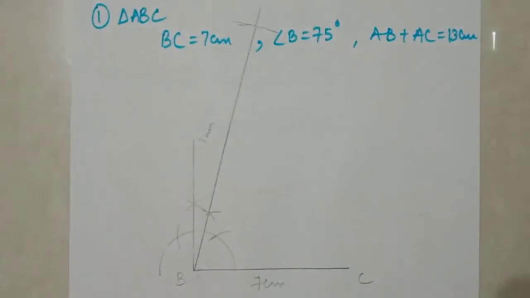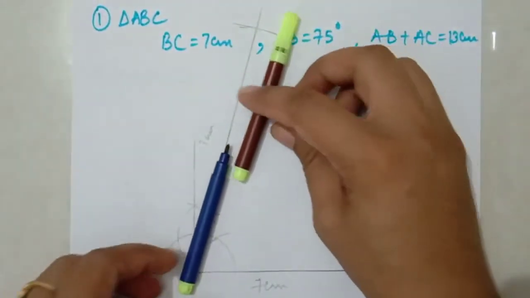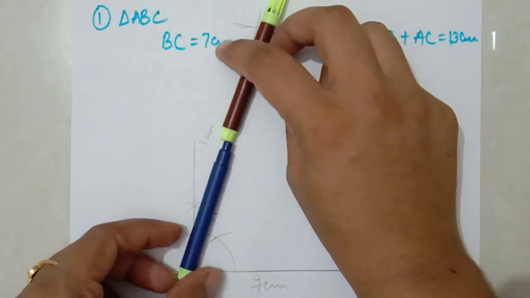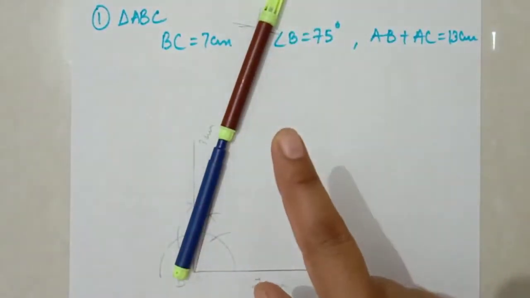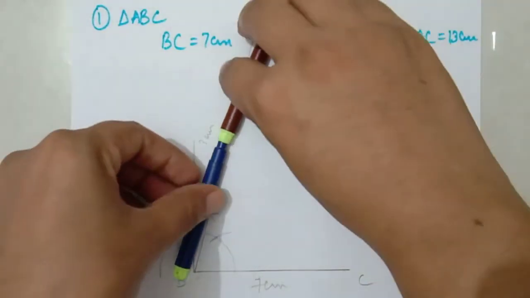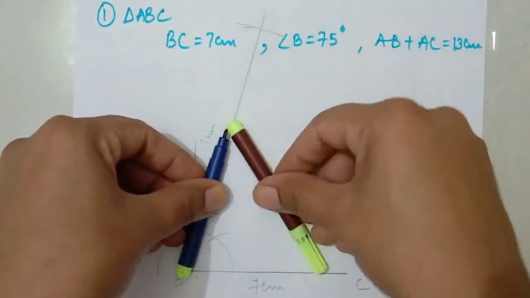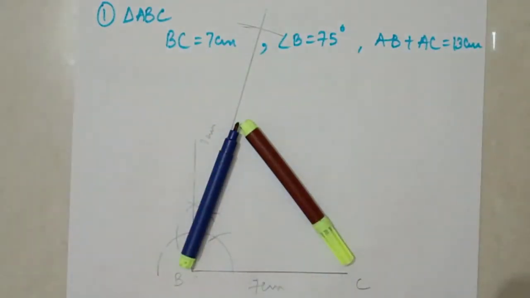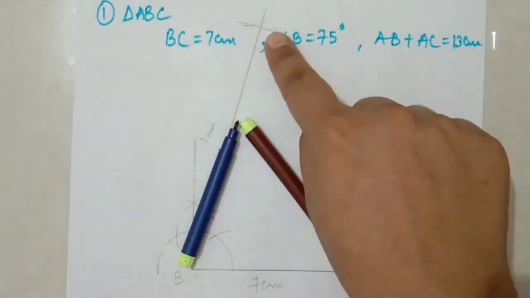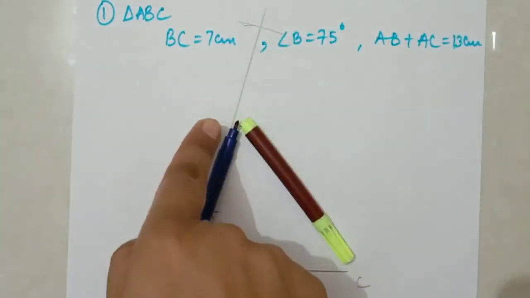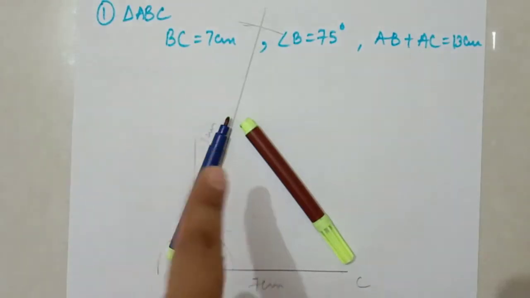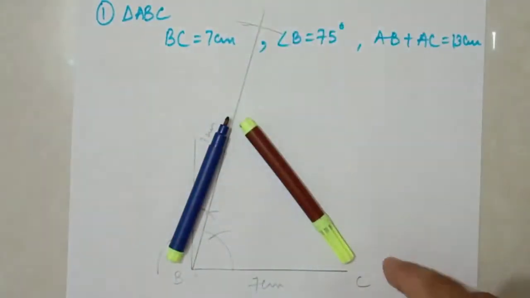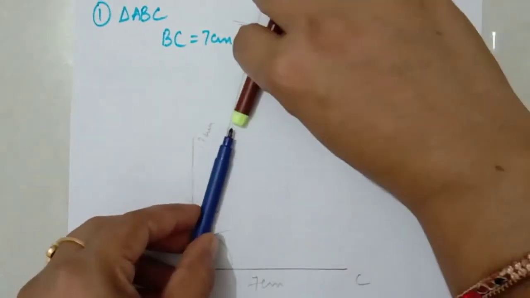No, this is not A, because this is a question in which the sum of the two sides is given. If we want to draw the triangle, then definitely we have to find the third side, and we have to fold a part of the line, and then the required triangle will be there. So this is not our point A in triangle ABC. Point A will be the point from where we have to move or fold this line, because this is the sum of the two sides of the triangle.